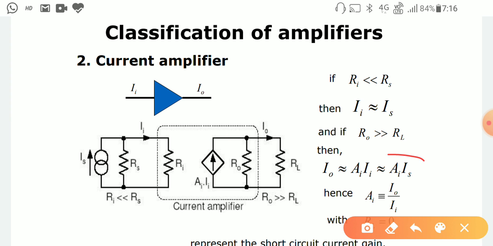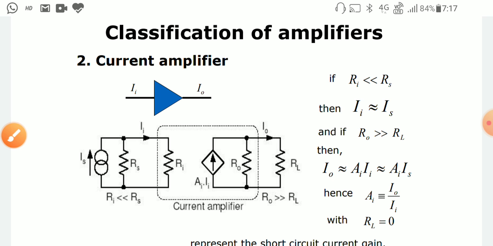For the next equation, look, this is the equation which defines I0 as near about equivalent to AI into Ii, which is also defined as AI into IS, since Ii is equal to IS from the previous one. Here this one is given to you.